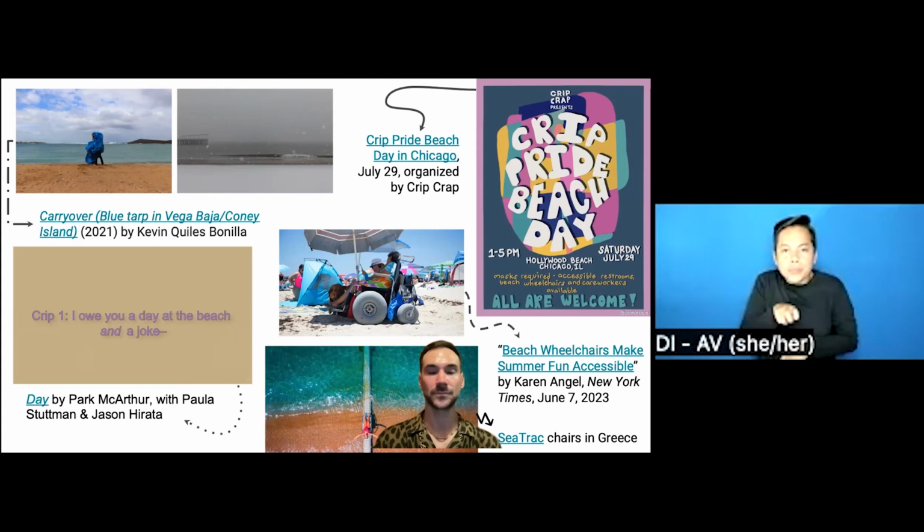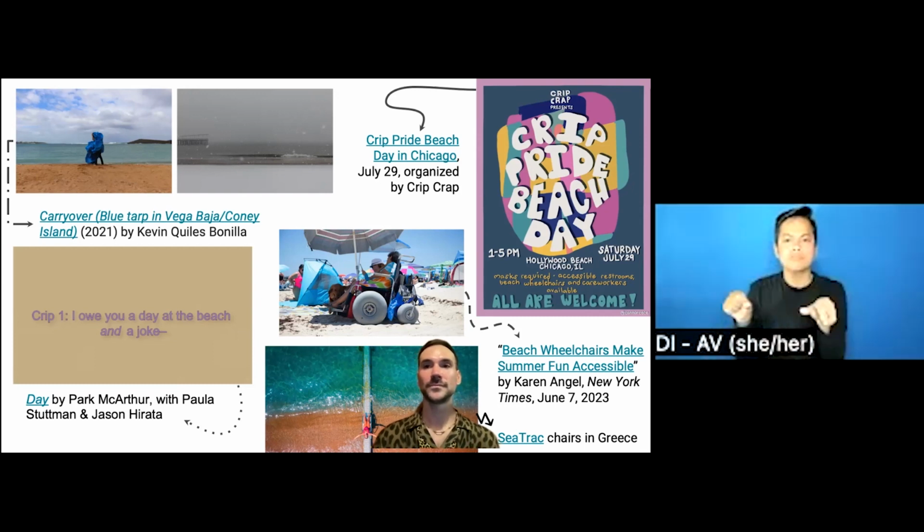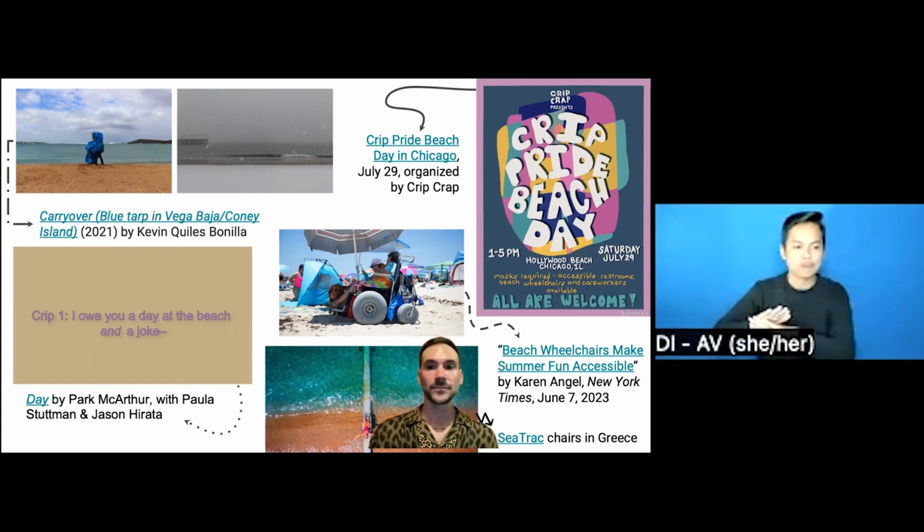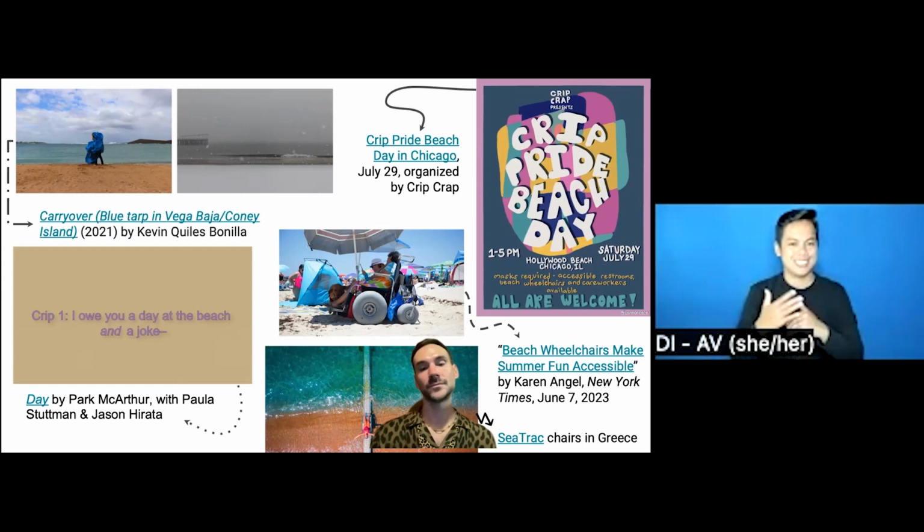On the right is a poster with a blue-gray background and lilac frame, featuring a multicolored logo of blobby organic rectangles pressed and squeezed together with messy white text that reads, Crip Pride Beach Day. The title is followed with information about the event in small text underneath.